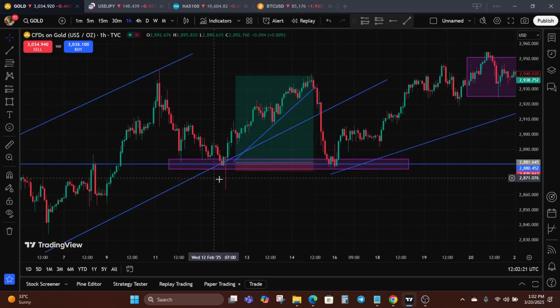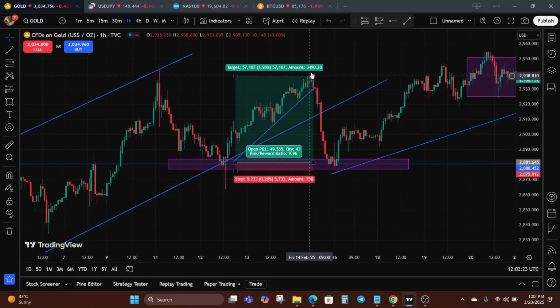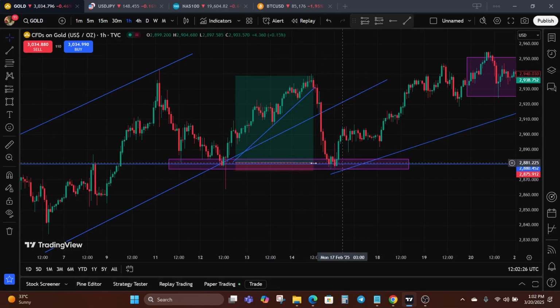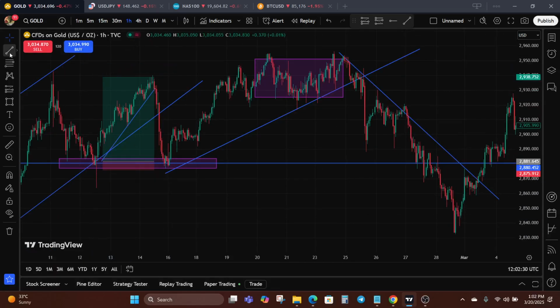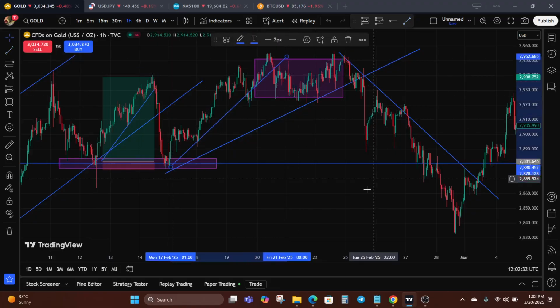For example, we had a liquidity grab around here, right? And then we can see that price came back to retest that level. After price retested that level, you can see that we had a notable upside again. Then now you get your entry confirmation.